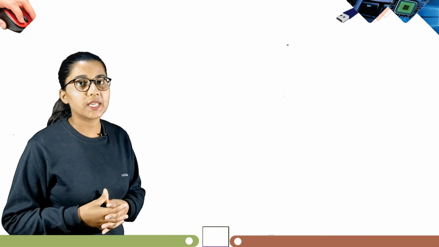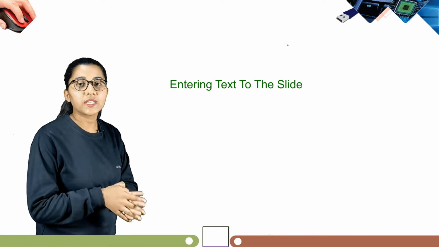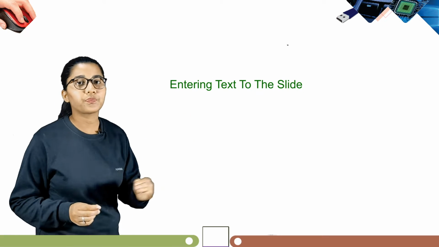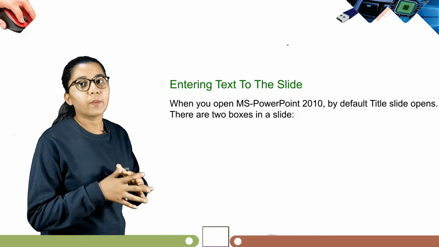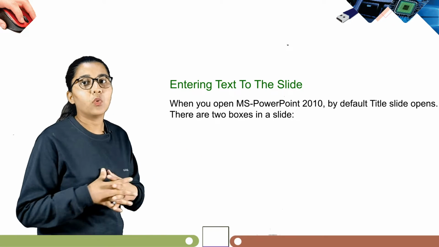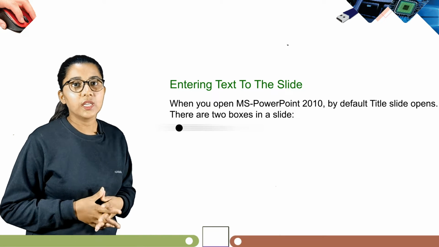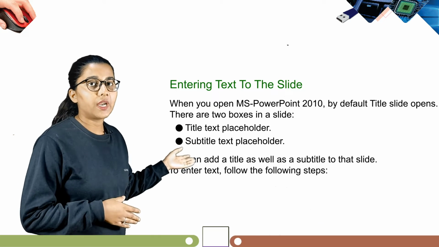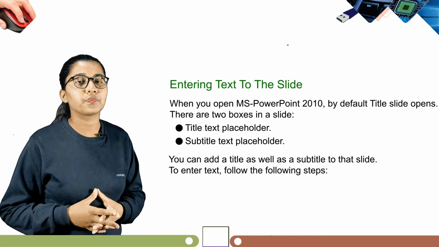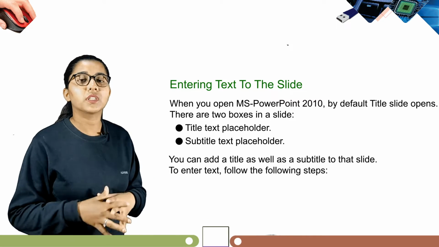So our next topic is entering text to the slide. How will you enter text to your given slide? When you open MS PowerPoint 2010, by default, the title slide opens. There are two boxes in a slide. First one is title text placeholder. Next one is subtitle text placeholder. You can add a title as well as a subtitle for the slide.